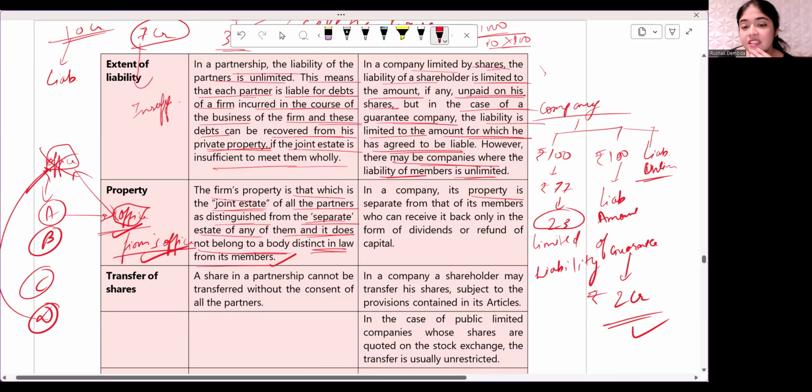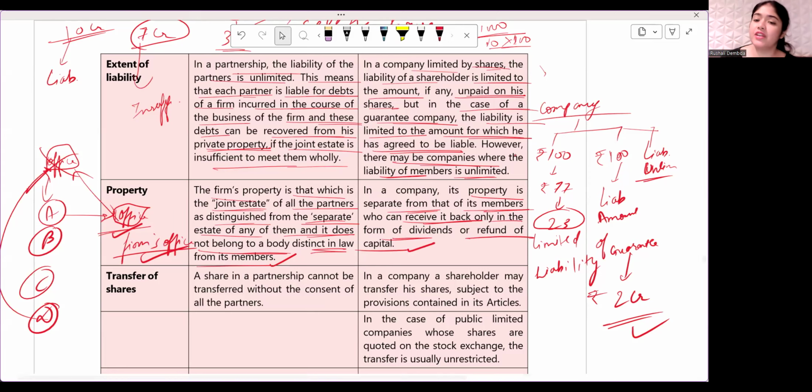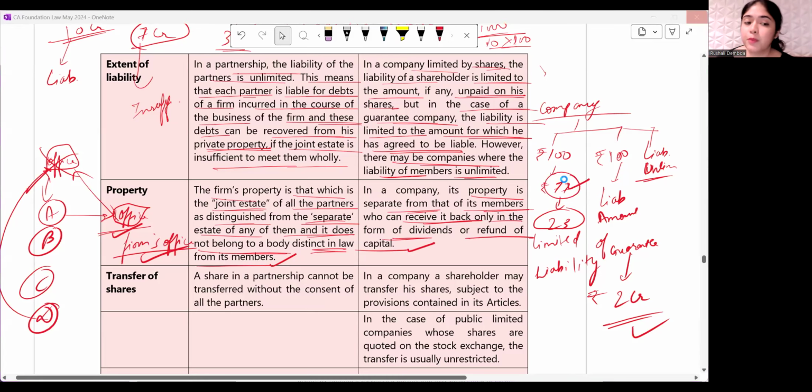In a company, its property is separate from that of its members, who can receive it back only in the form of dividend or refund of capital. Now, in the company, the property of the company is different, and members' property is how much they have invested. If the amount that has been invested is rupees 77, this is the property of the members. If they get the dividend, that will be the property of the members. And if the capital is refunded, money is given back to the shareholders, that is their property over here.